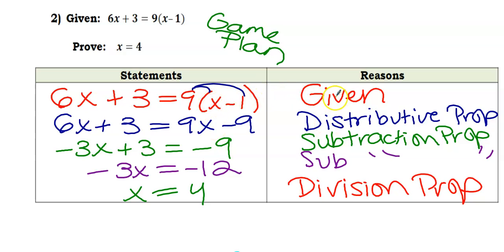So I wrote the given. How do I get to this step? By doing the distributive property. How do I get to this step? By subtracting. How do I get to this step? Again, subtracting. And the final step, how do I get from here to this part of the proof? By dividing. All right?